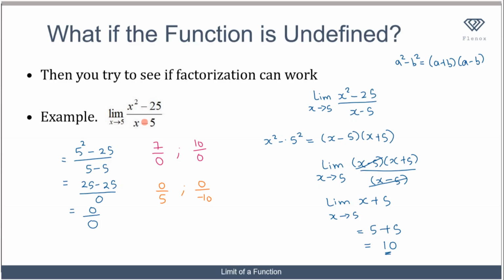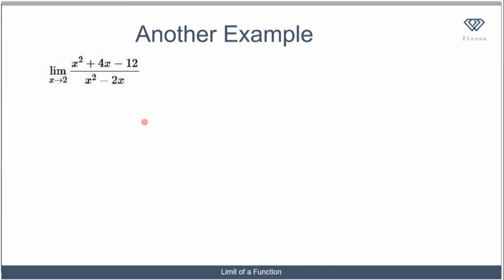Now let's look at some more examples. So now I'm trying to find the limit of this function as x tends towards 2. So first and foremost, you want to see if the function is defined or not. And to do that, we substitute the value of 2 into the denominator. And when we do that, we have what? 2 squared minus 2 into bracket 2. And that gives us what? 4 minus 4, which is equal to 0. So when I substitute this into this expression here, my denominator is going to be 0. So this function is undefined.